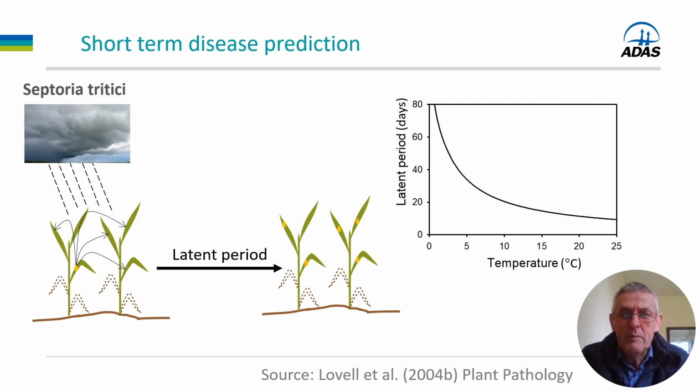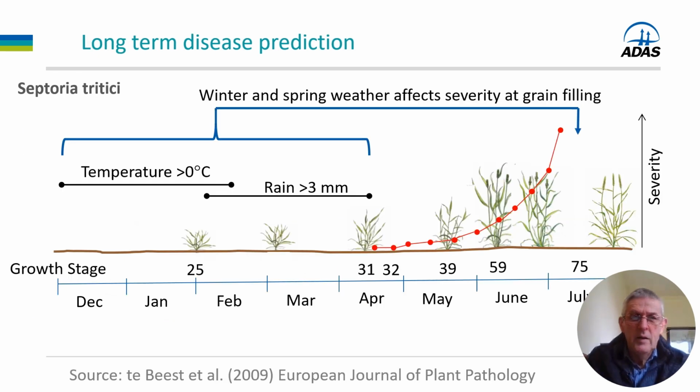We can also make a prediction about how long it's likely to take for those lesions to appear, because the relationship between infection and lesion appearance and temperature has been well quantified, and that's in the chart on the right. So we can make a kind of reasonable judgment about the future progress of the disease in the short term.